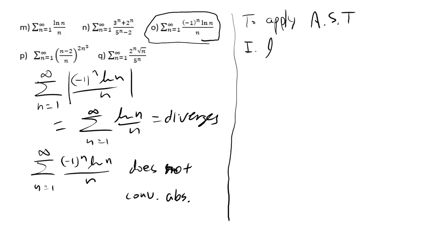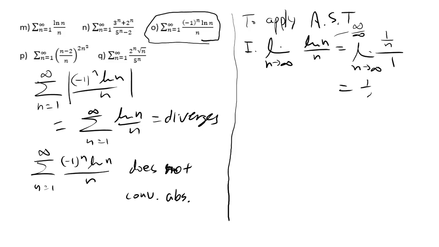First, we have to see if the limit as n goes to infinity of ln n over n is 0. This is infinity over infinity type, so we can differentiate the top, which is 1 over n, and differentiate the bottom, which is 1. When you send n to infinity, that's 1 over infinity, which is 0. So it does satisfy the first condition of the alternating series test.